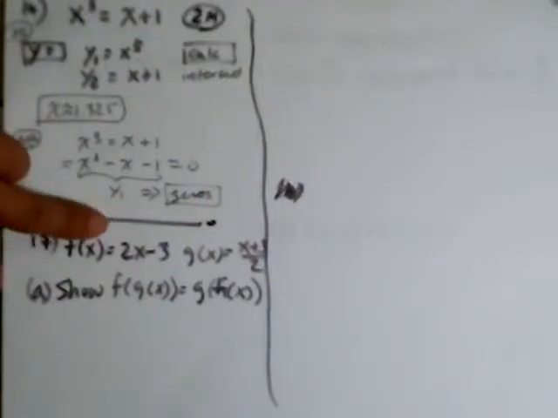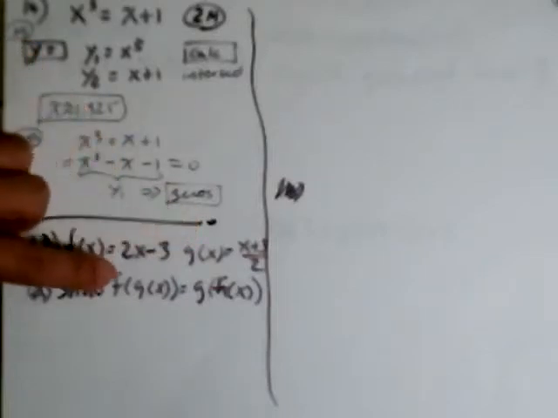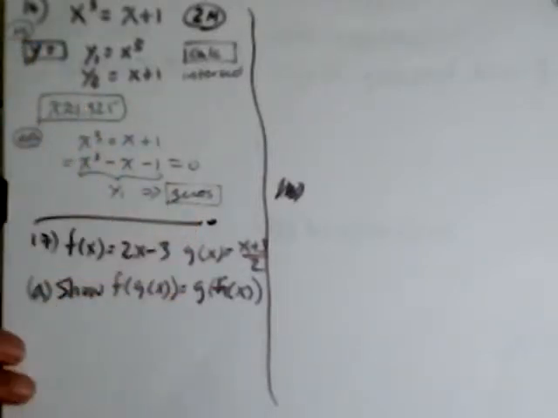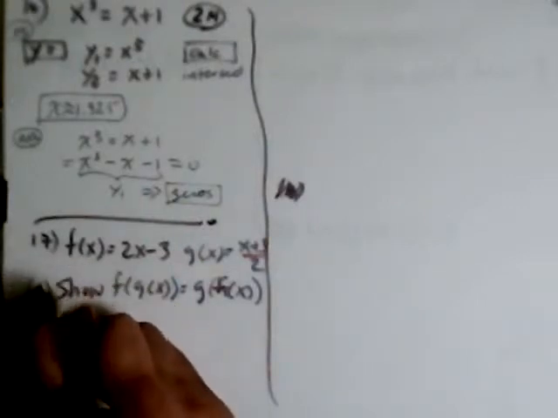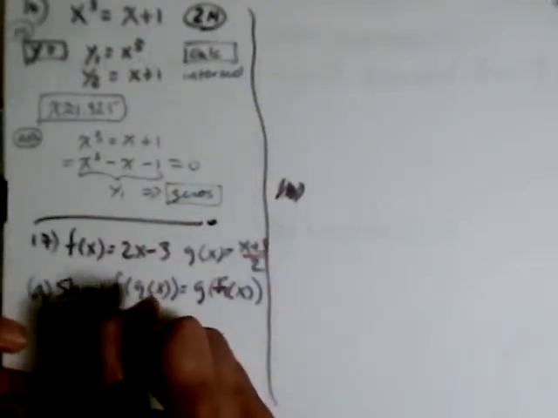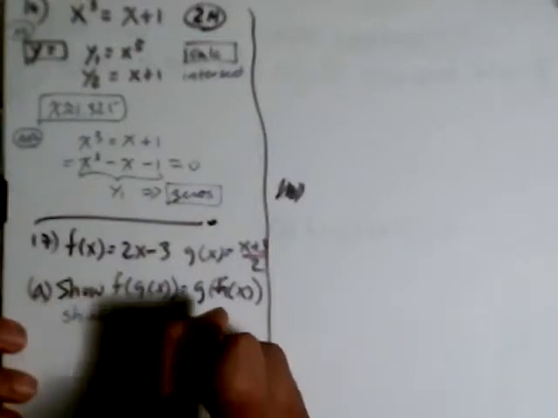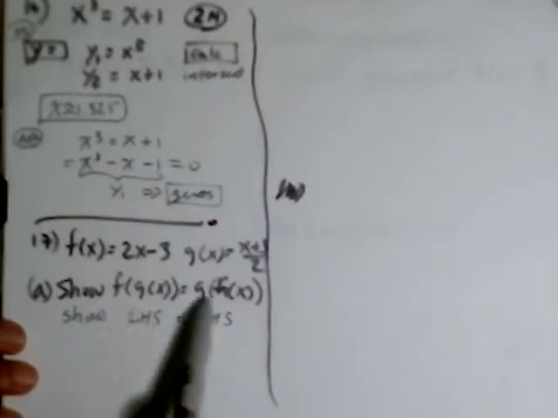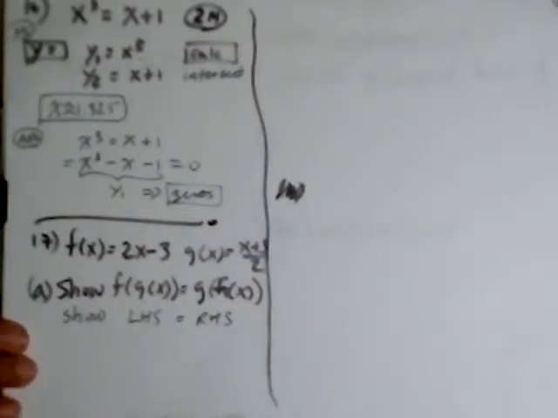The function f of x is 2x minus 3. G of x is x plus 3 over 2. Show that f of g of x is equal to g of f of x. In other words, show the left-hand side is equal to the right-hand side. If you can show that the left-hand side is equal to the right-hand side, then we prove that that's correct. So how do we do that?